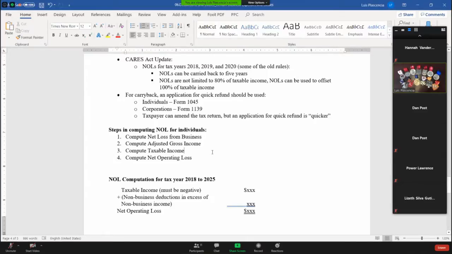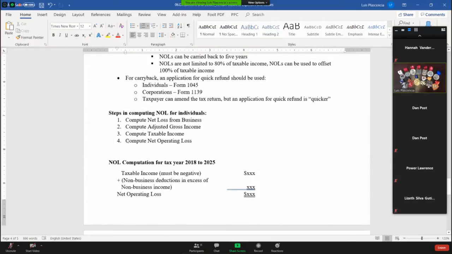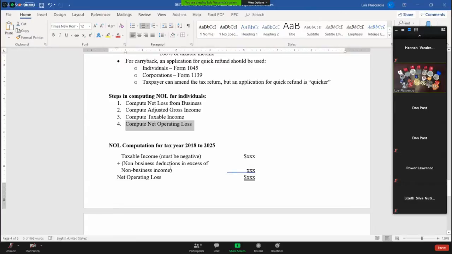Remember, the instructions to the forms and the form itself, that's not primary source of tax law. The code itself is primary source of tax law. Now, once you figure out what the net operating loss is, once you go through the steps, which is step number 4, this is the actual loss. And it does take some work or practice to get used to it.